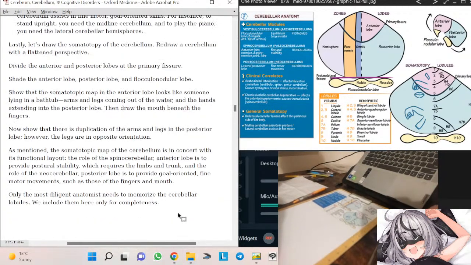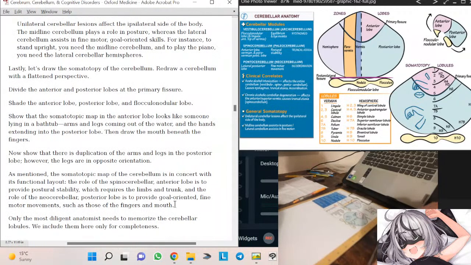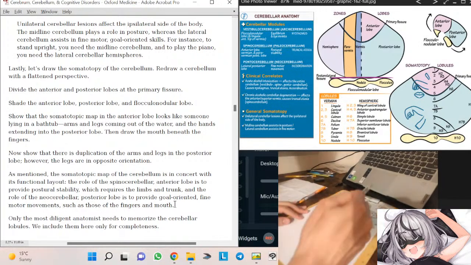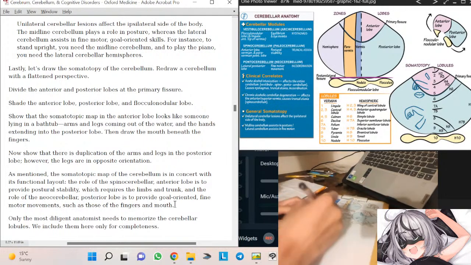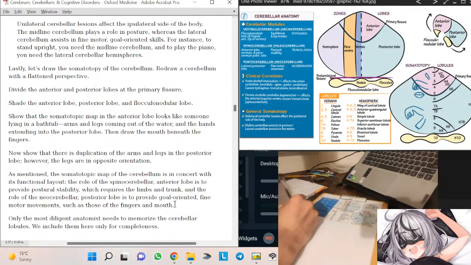But I think I will need it. Lobules. Okay. I think I will need it. Although not now, but I will need that. Nevertheless, because I think it will be asked in the exam.